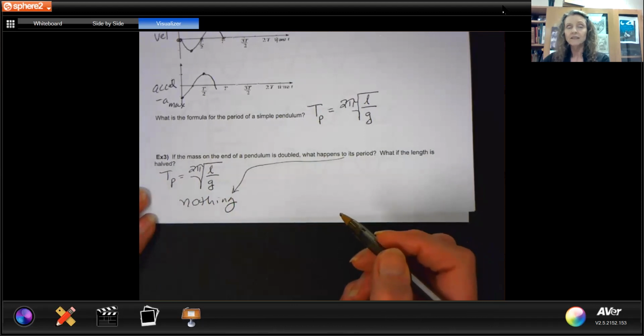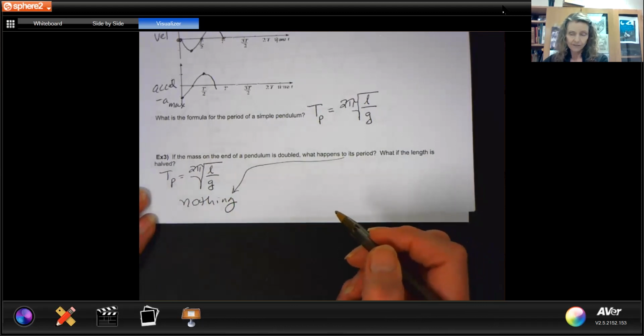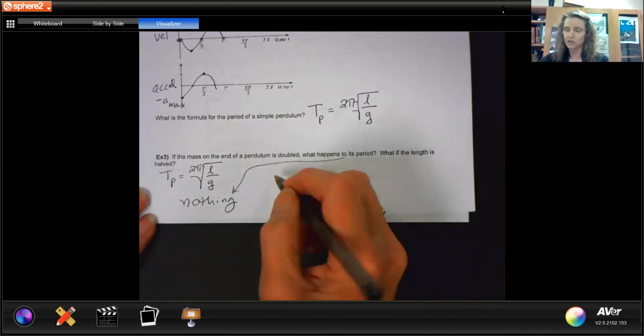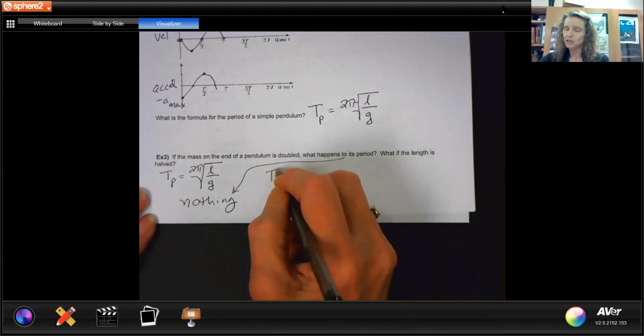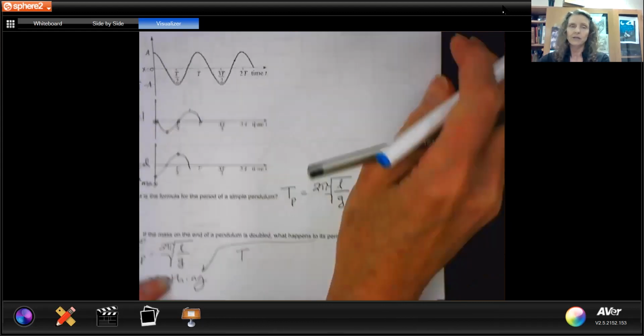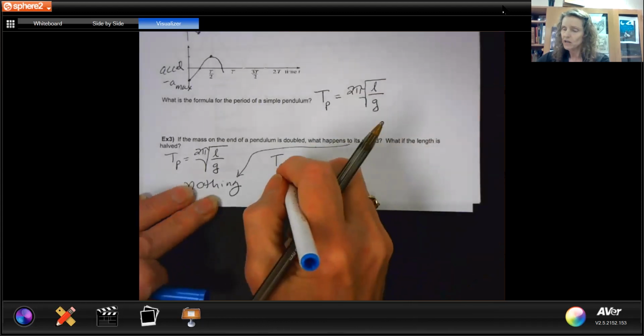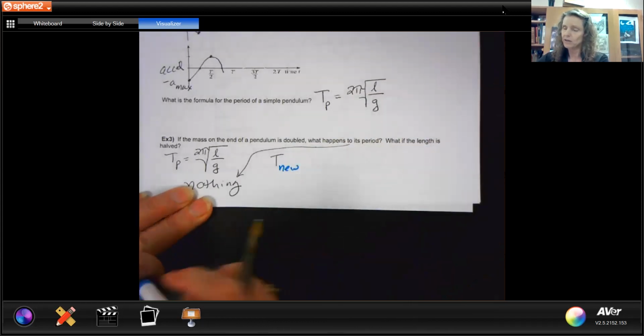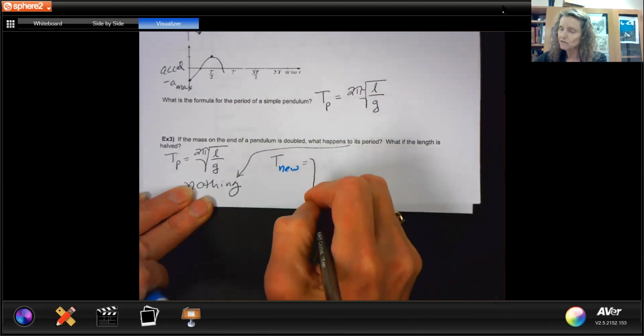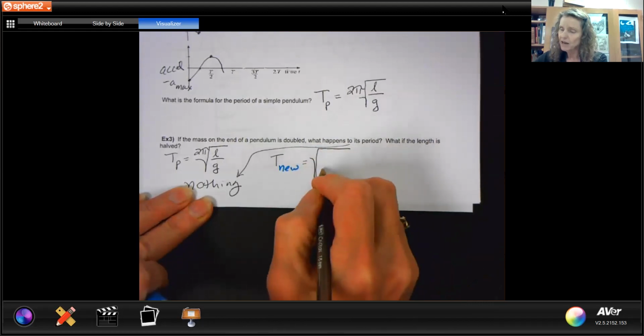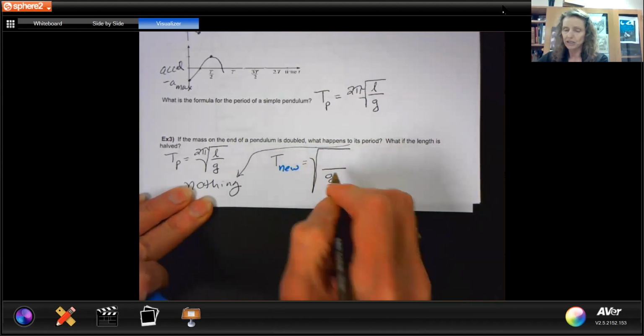Now, what if the length is cut in half? Okay, well, we could look at that and have that as our original one. And let's say this is period nu. Got my color going again. Period N for nu, or write out the word, either one. And I'm going to write that equation as a very tall stack. I'm going to have a numerator and the denominator is G.